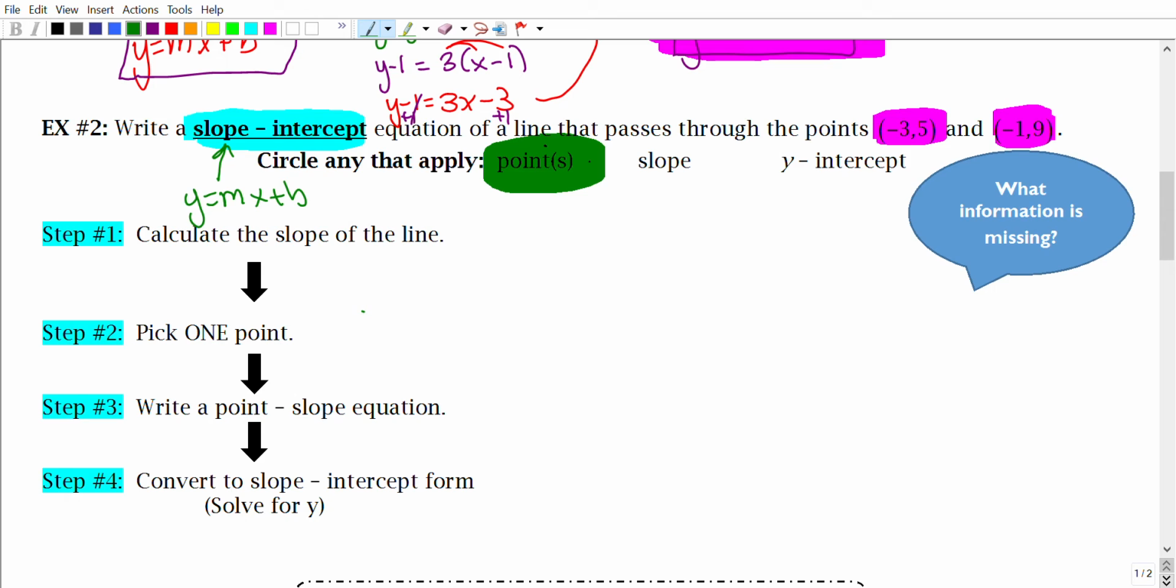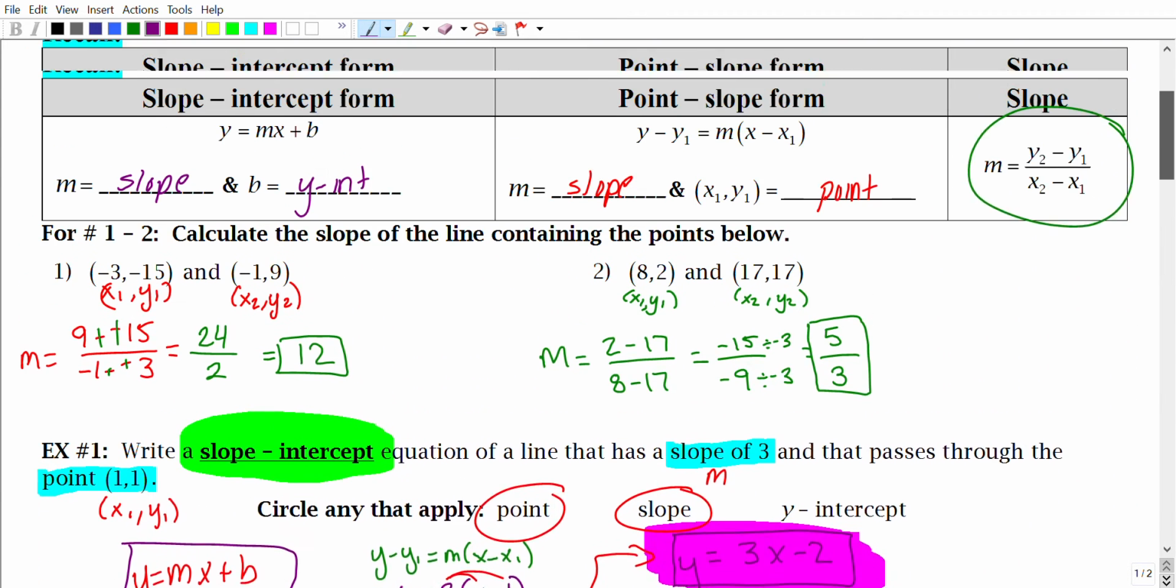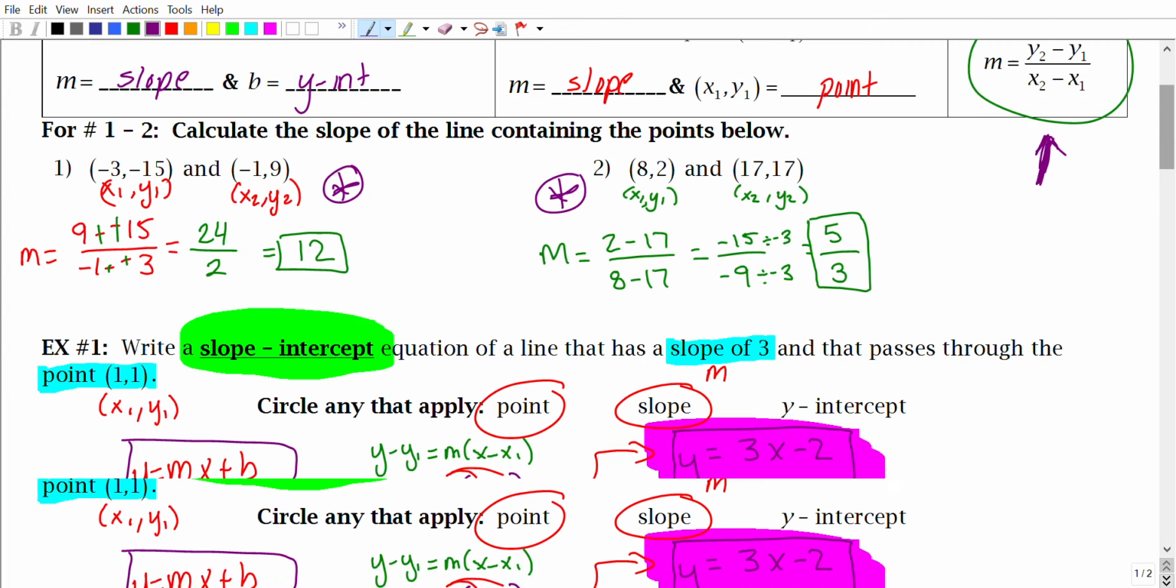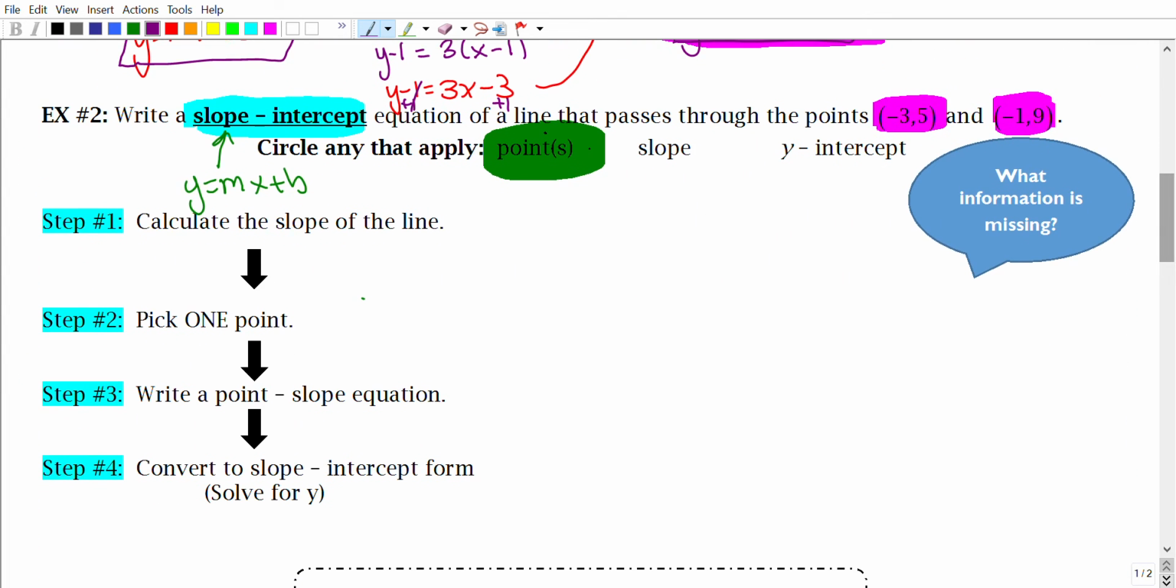Okay? So let's look at step number 1. What does it say? Step number 1 tells us that we have to calculate the slope of the line. Well, how do we do that if we only have 2 points? Well, exactly how we did it right up top. So let me scoot up real quick. That's exactly what we did right here, what we did there, and what we did here. We calculated slope using 2 points. So let's go ahead and do that. I'm going to call this my x1, y1, and this one my x2, y2.